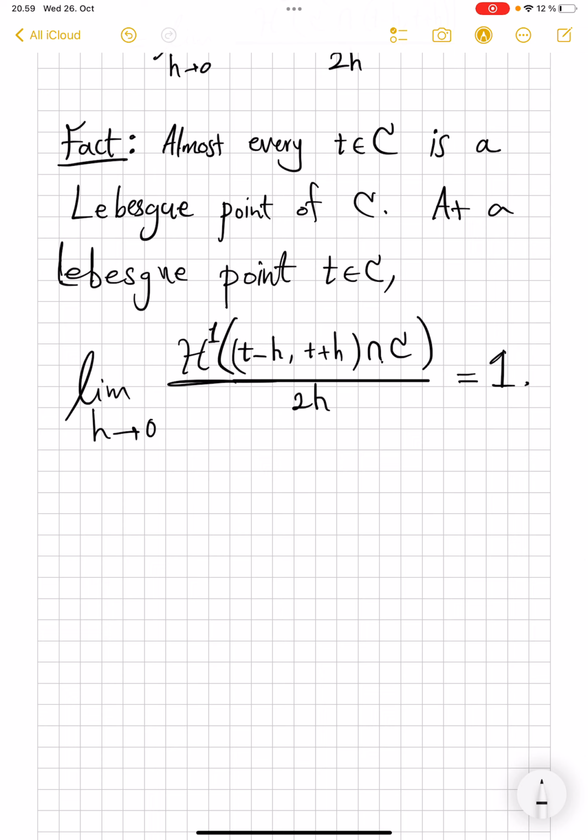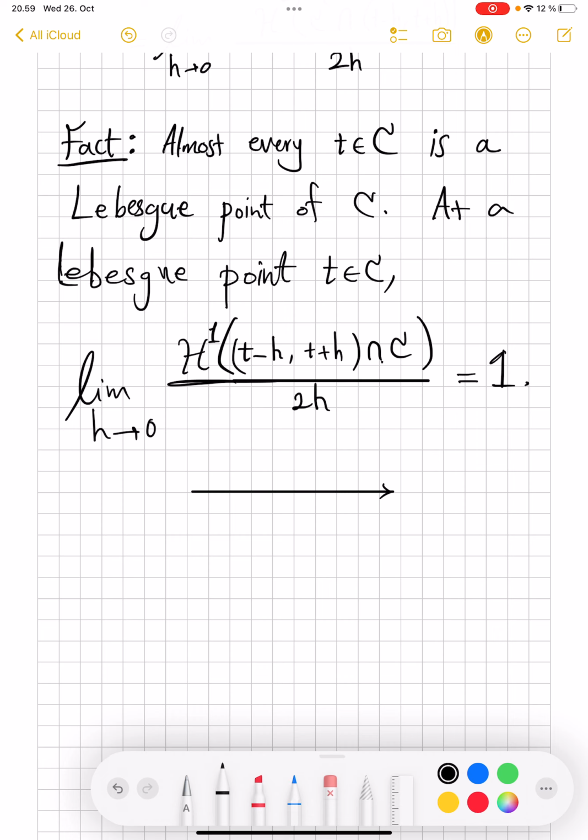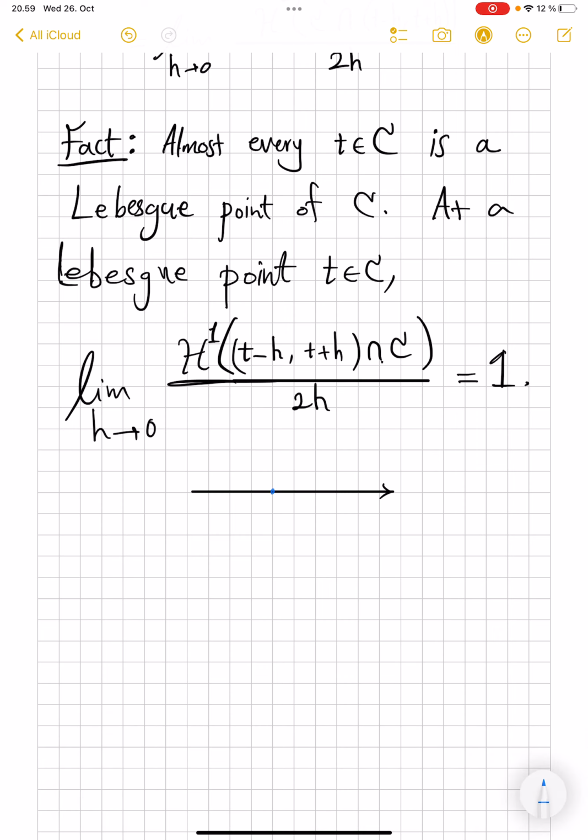So for every measurable set, almost every point has this property. And in pictures, it's saying that the set C almost fills up the entirety of this interval from a measure theoretic point of view. So maybe for this interval I drew, 90% of the interval is in C. And when I go smaller, then this improves to 99% of the set.